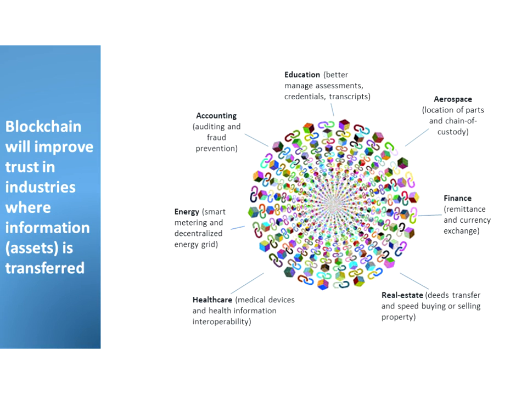So now, let's take a look at how blockchain can improve trust in industries where information is transferred. This is where blockchain is going to change the world. You can see that it can be used in accounting for auditing and fraud prevention, or in education to manage assessments, credentials, transcripts. So that would be good for us in our field.